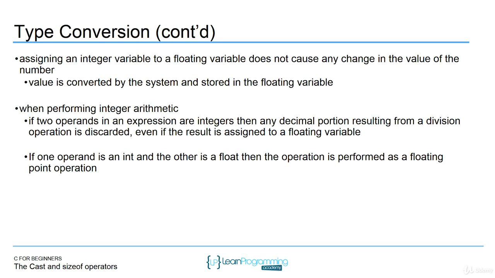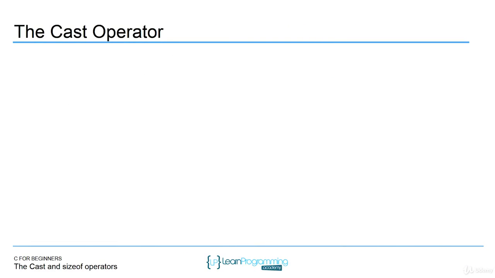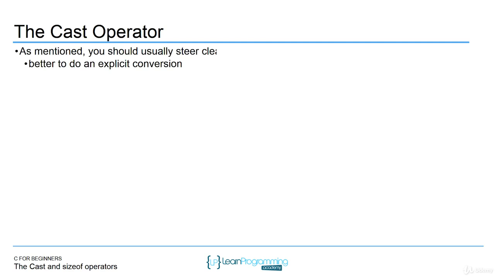So two ints in a division, it's going to be a whole number. An int and a double or float, it's always going to be a decimal floating point operation. And this is the implicit conversion. That's really what you need to understand, what's going on and done for you by the program if you don't do anything. However, you should try to do some explicit conversions, which you can do with the cast operator.